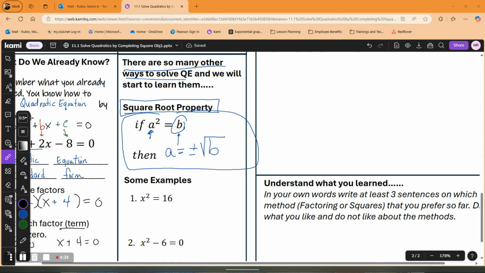So x squared equals 16. If we follow this rule, we went from a squared to a, right? So we're going to go from x squared to x, and then this, we just put it in the square root. My arrows are terrible today. Sorry, guys. We took plus minus square root of 16. In this case, we can reduce 16 to a 4.